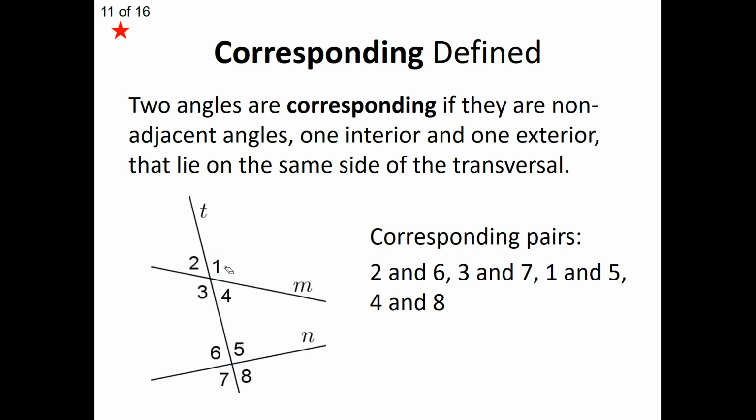So for the other pairs of corresponding angles, let's say angle 3 is interior. Now I need an angle that's exterior and non-adjacent, which means angle 2's out. And it has to be on the same side, which means angle 1 and angle 8 are out. That leaves me with angle 7.